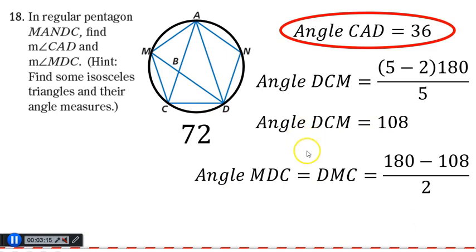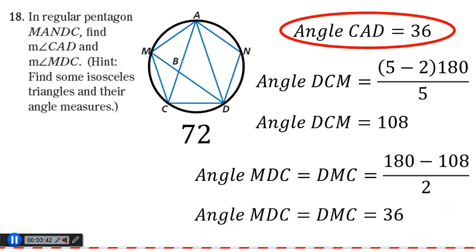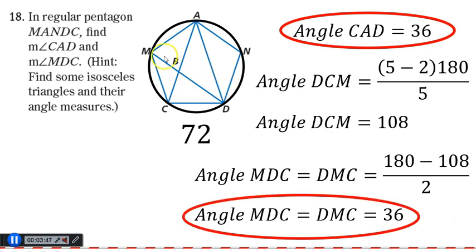So what I'm going to do then is set MDC and DMC equal. MDC is this angle, DMC is this angle. They have to be the same, and they're going to be the difference of 180, all of the angles together, minus 108, that would be this angle, divided by 2, because there are two of them. So therefore, 180 minus 108, we get 72. 72 divided by 2 is 36. So MDC here is also 36 degrees.